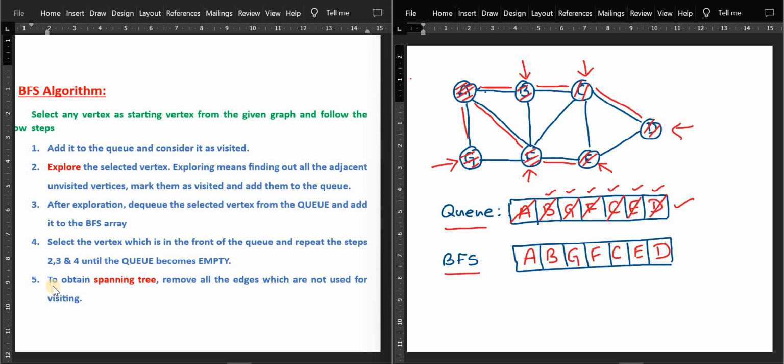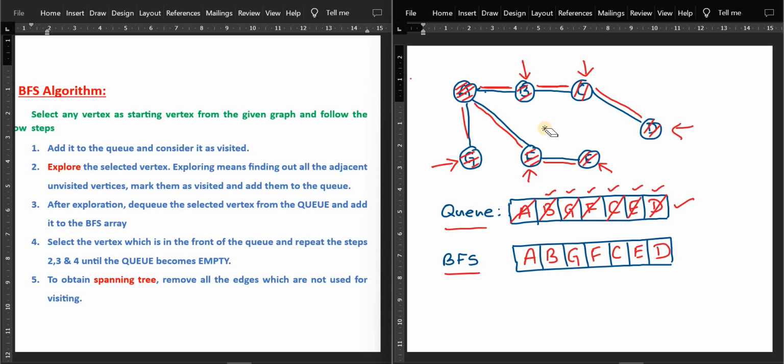Now the last step, see here, to obtain spanning tree, remove all the edges which are not used for visiting. Okay, that means see here in this graph, you have to remove all edges which are not in the red color. Okay, so remove all these edges. So once you remove all these edges, now whatever you get here, it is a spanning tree. That is going to be your final spanning tree.